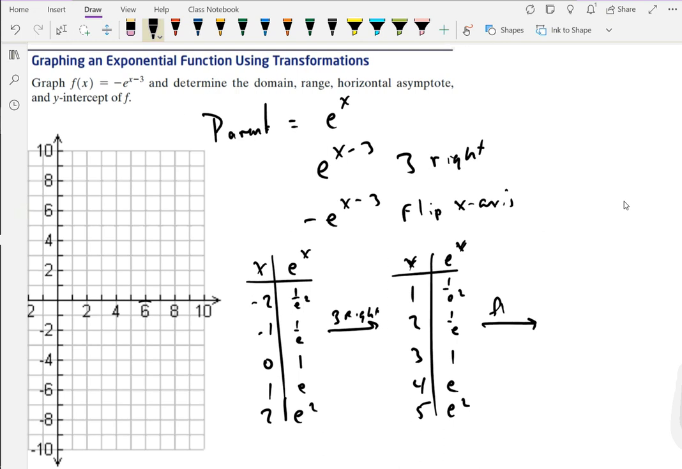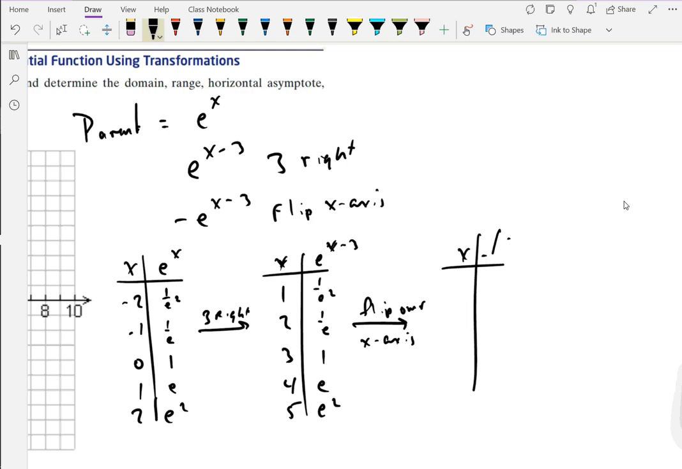And then let's flip over the x-axis. So if we flip over the x-axis, this was also the minus 3 up top. So this is going to be negative e to the x minus 3. So really, in the order of operations, it is e to the x minus 3, and then the negative out front of that. So let me be a little clearer here as far as notation. Notation-wise, it is this. Okay, so this is what we're doing.